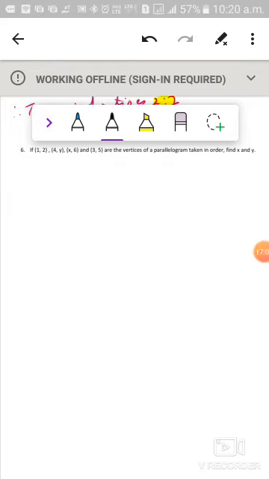Okay, now let us take question number 6. Question 6 is, if 1 comma 2, 4 comma y, x comma 6 and 3 comma 5 are the vertices of a parallelogram taken in order, find x and y. Okay, so let me draw the parallelogram first.